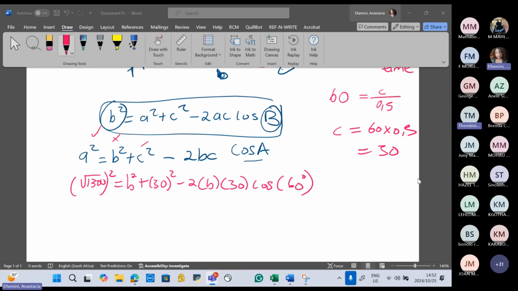Okay, so now we know that the root of 13, that's just 3. You saw that from the previous question. So B squared plus, what is 30 squared? 900. It's 900.